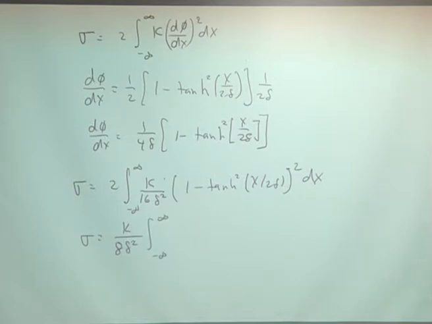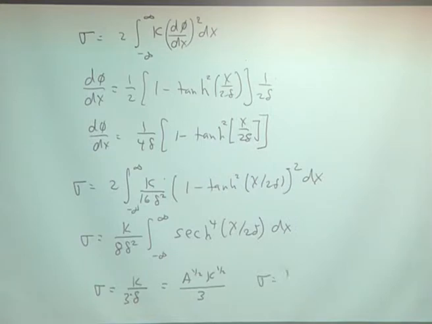of the hyperbolic secant to the 4th dx. And again, I never did too well in elementary calculus, so I use MATLAB or Mathematica to evaluate this, and this whole thing comes out to k over delta divided by 3. So the important point here is that sigma looks like a to the 1/2.